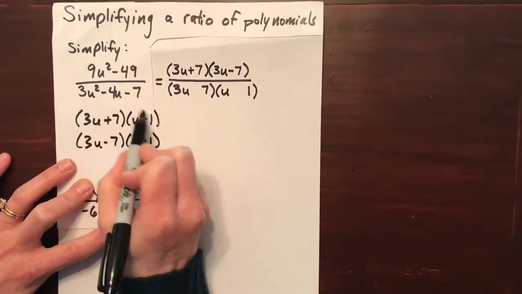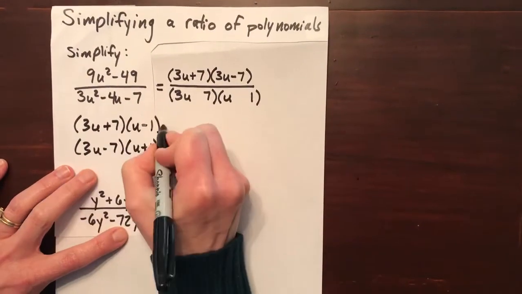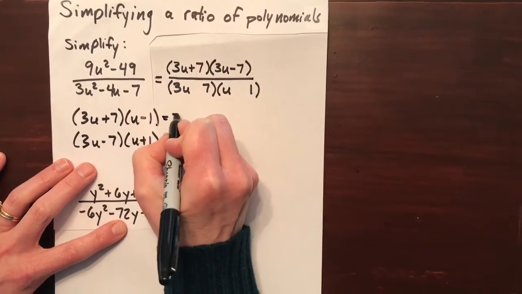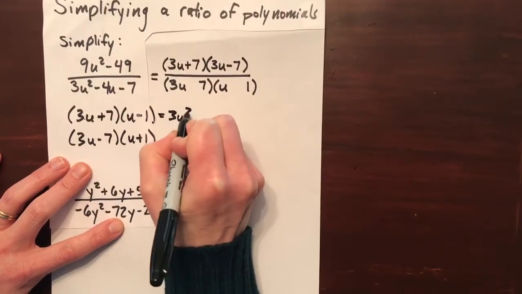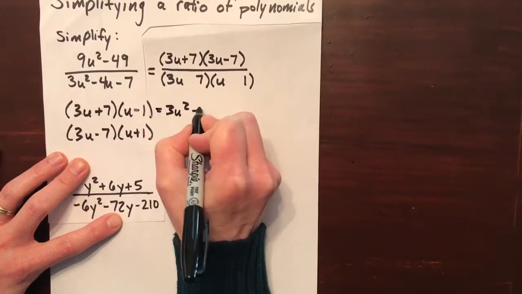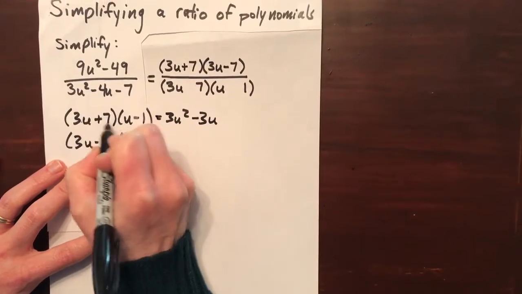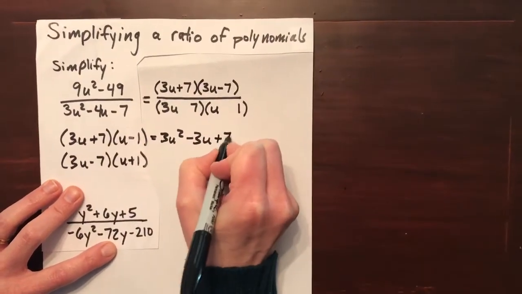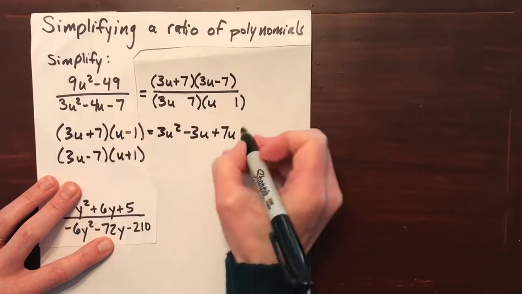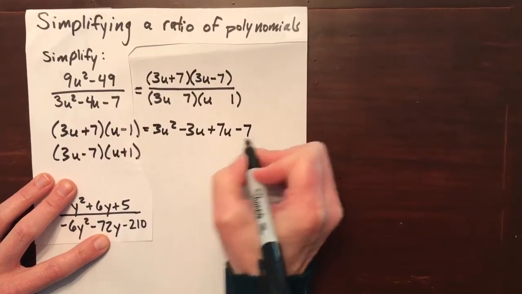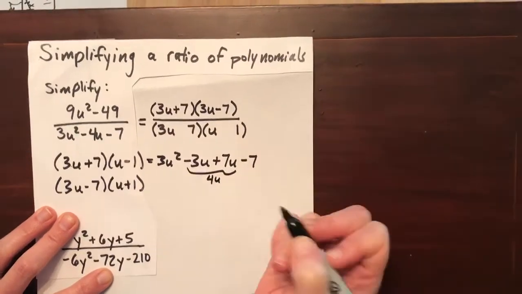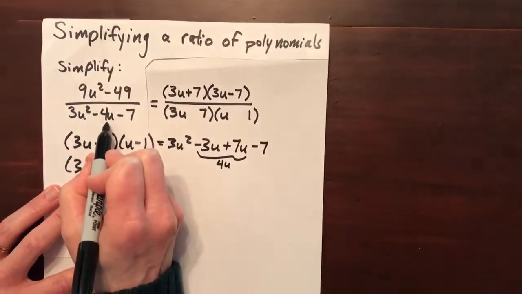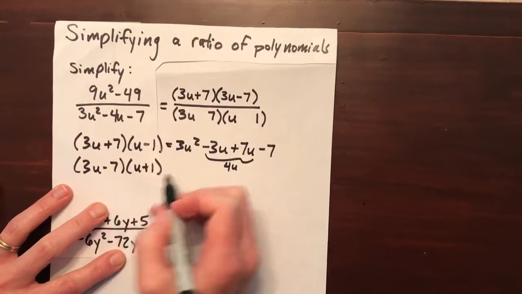Okay, so I'm going to FOIL this first one. 3u times u would be 3u squared. 3u times negative 1, negative 3u. 7 times u, positive 7u. 7 times negative 1 is negative 7. So it looks like my middle terms are going to combine to make a positive 4u. This is a negative, so it looks like I'm probably going to want these instead.